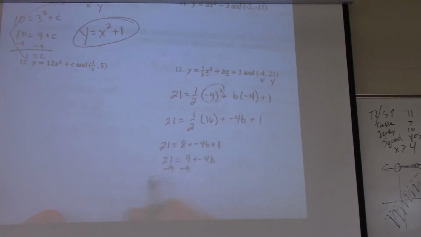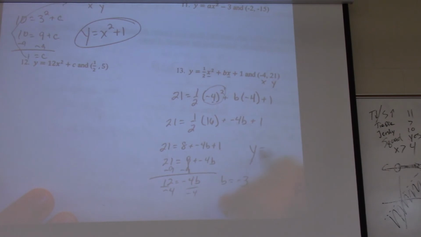And then you know how to solve these. I'm going to do it kind of fast. Subtract the 9s. 12 equals negative 4b, and divide. So I get b equals negative 3. And I just write it out. y equals 1/2 x squared. If you want to write plus negative 3x or minus 3x, either way, it works. That is my final answer.